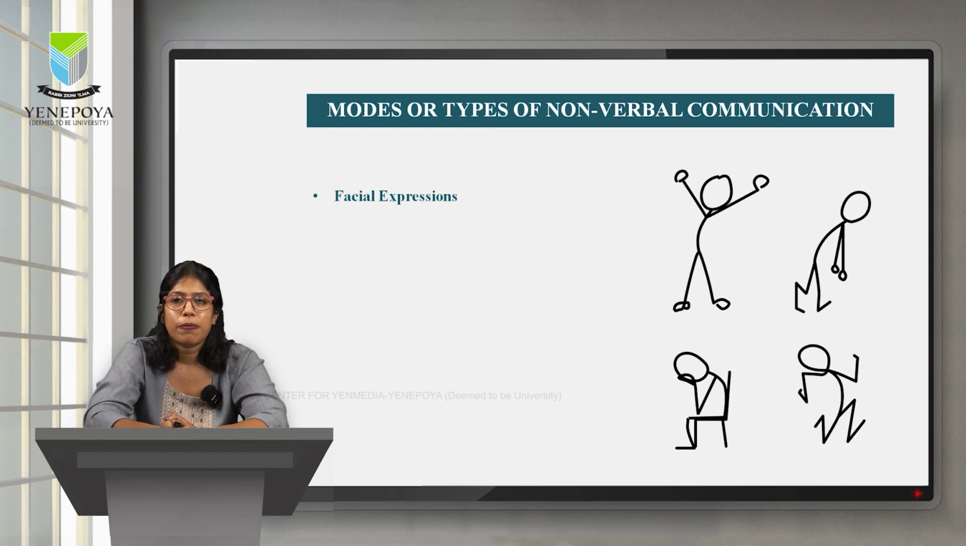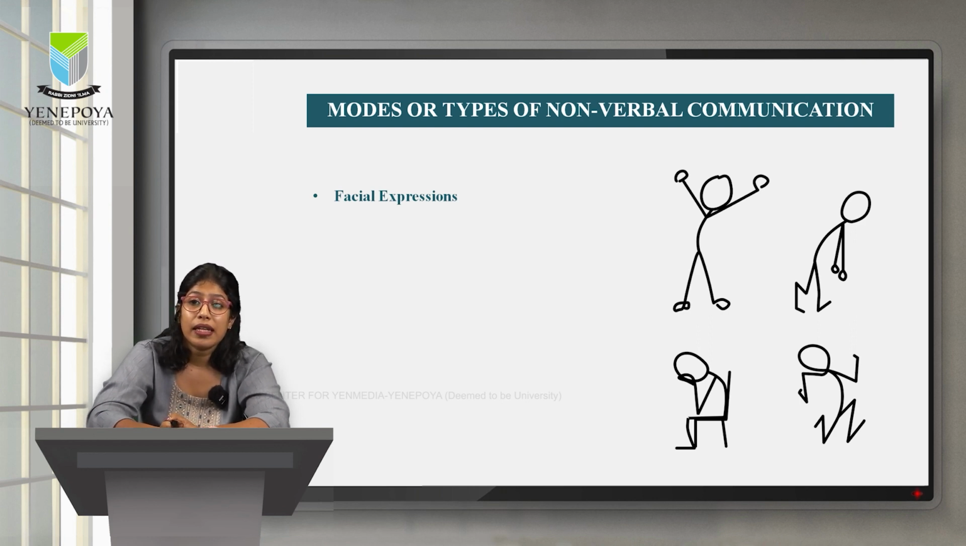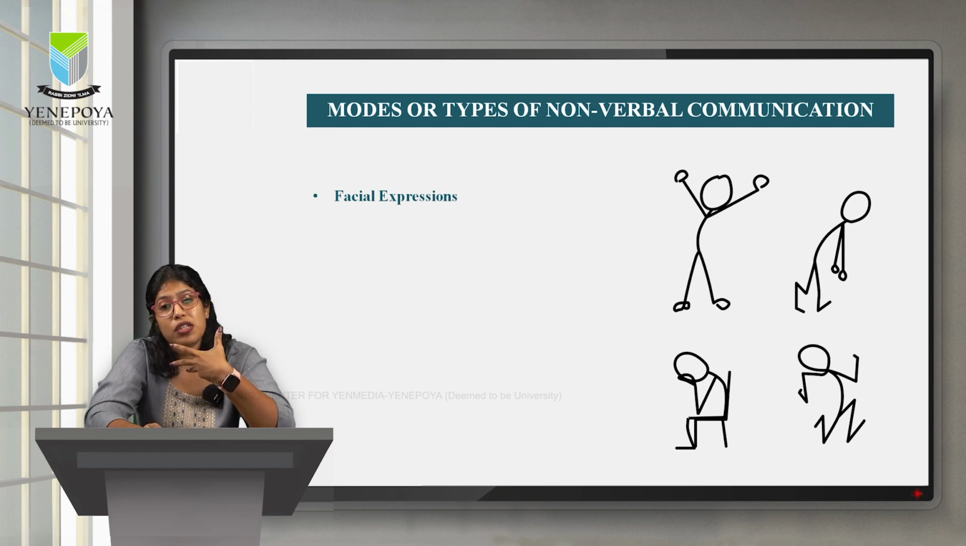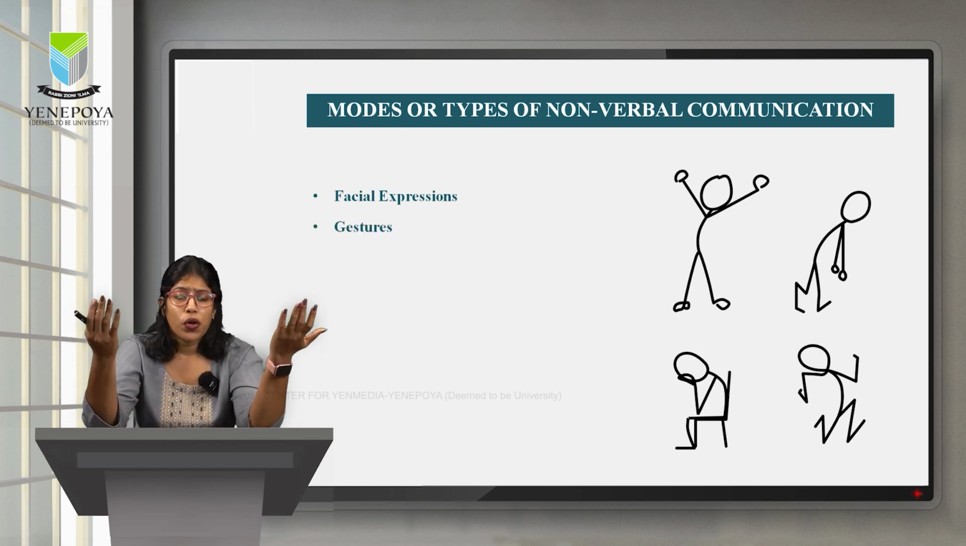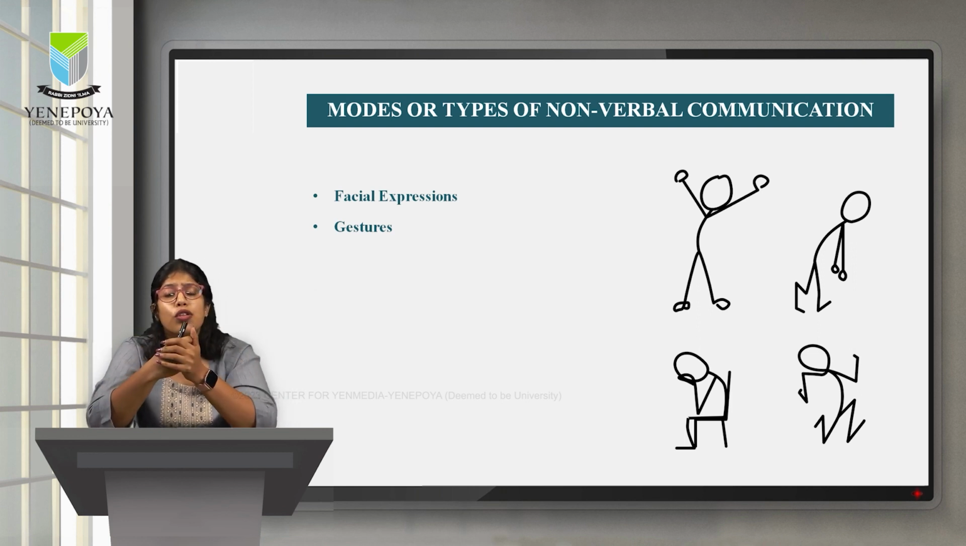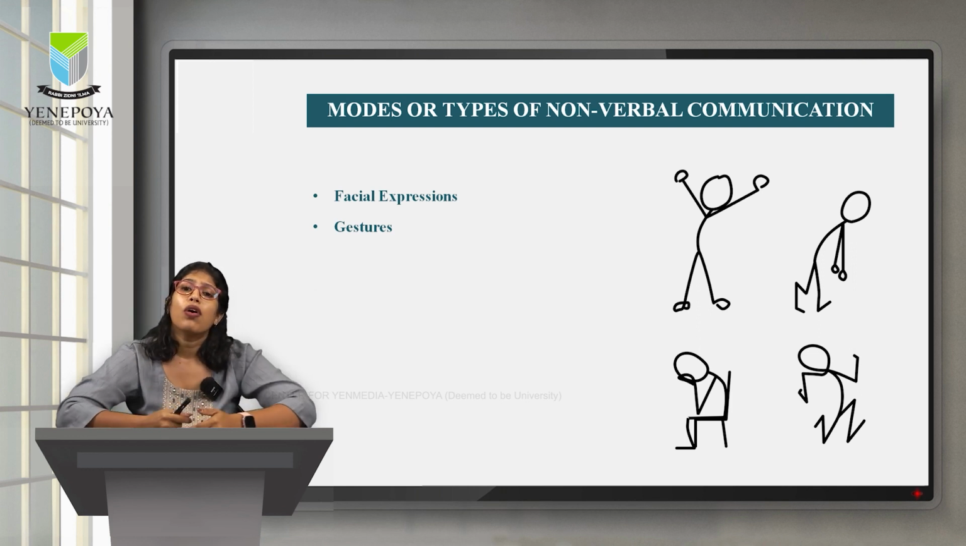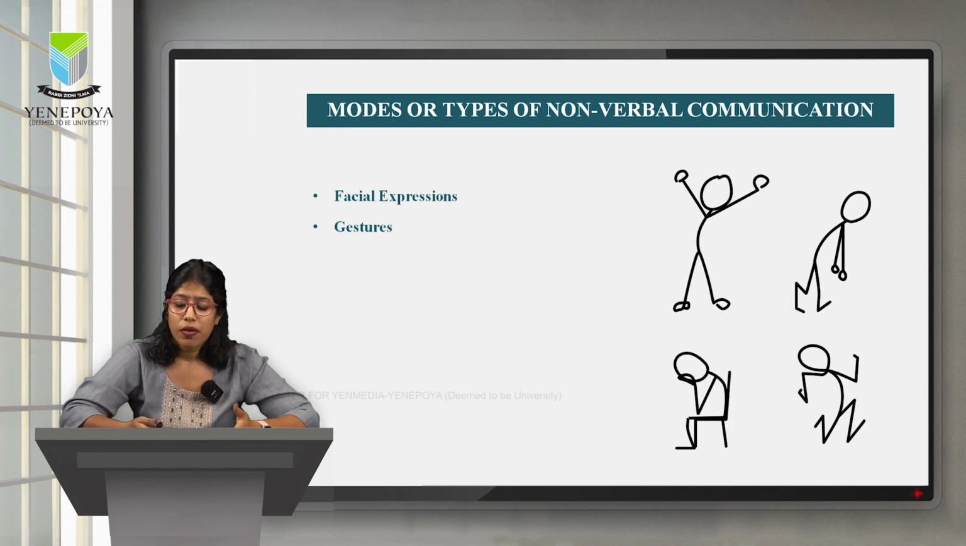Facial expressions. Now it can mean anything. We have seen in the first slide of the last segment, facial expressions when you are angry, when you are happy, your face changes its expressions. You may have a smile on your face or a frown on your face, anything, and which would also have an impact on the person that you meet. Gestures. You move your hands, you move your fingers, you move your body, right? All of these are also gestures when you have to speak to someone.